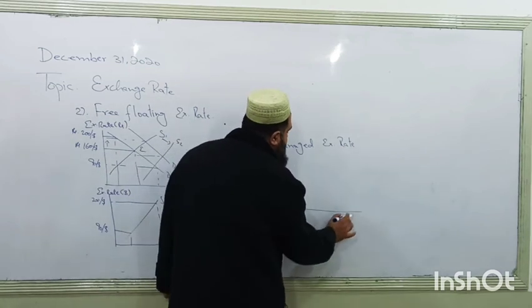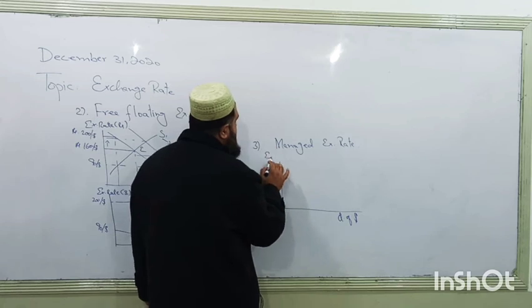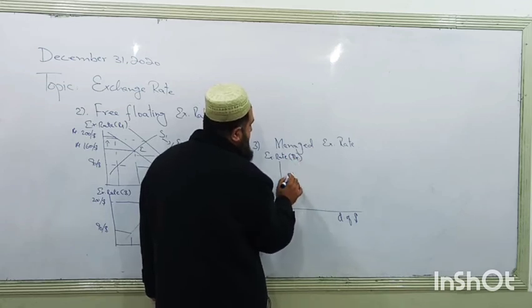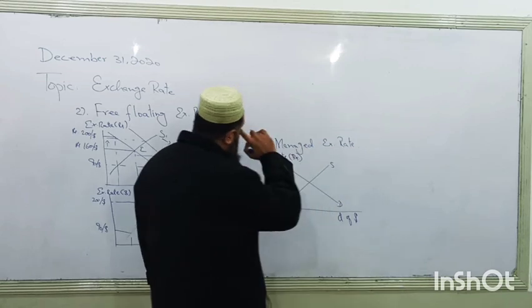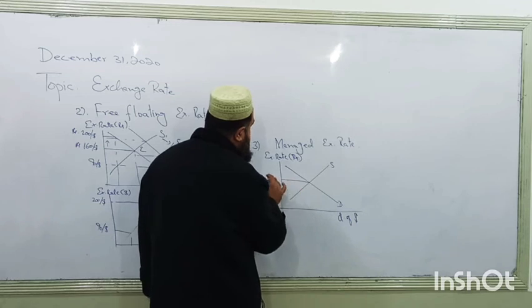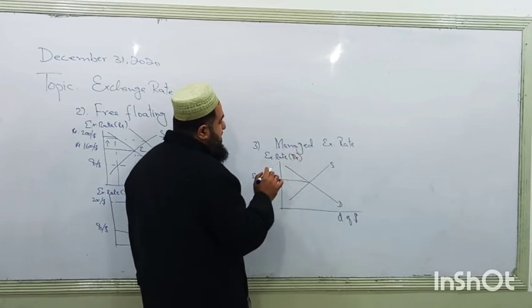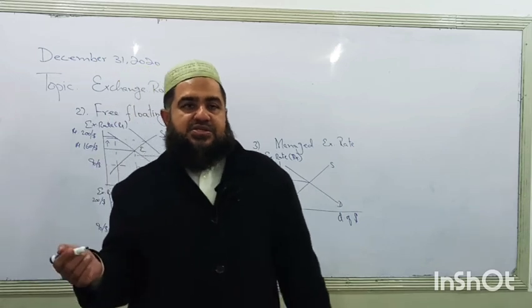The managed exchange rate means what? This is the managed exchange rate. I am taking rupees for your better understanding rather than taking euro or pound sterling. So the market exchange rate is now 160 rupees for each dollar. This is our today's exchange rate. Now what is the government doing? The central bank is asked to do the job of managing the exchange rate.